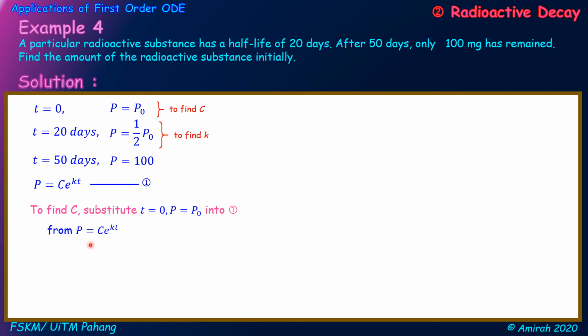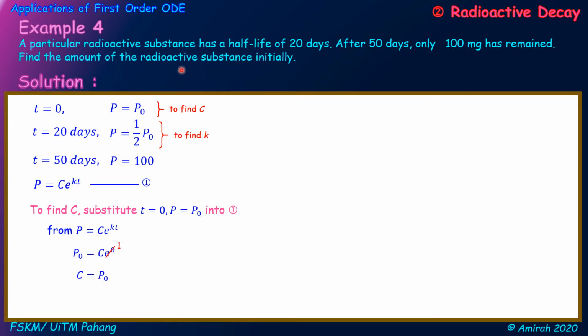Okay, so from equation 1, P equals Ce to the power of kt. We replace P with P naught and t with 0. So 0 times k gives 0, and e to the power of 0 is 1. So we get C equals P naught.